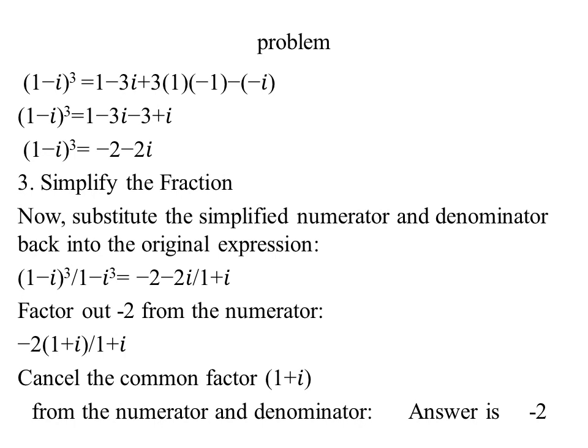Here we factor out minus 2 from the numerator. Therefore, minus 2 into (1 plus i) by (1 plus i). Cancel the common factor 1 plus i from the numerator and denominator. We get the answer as minus 2.